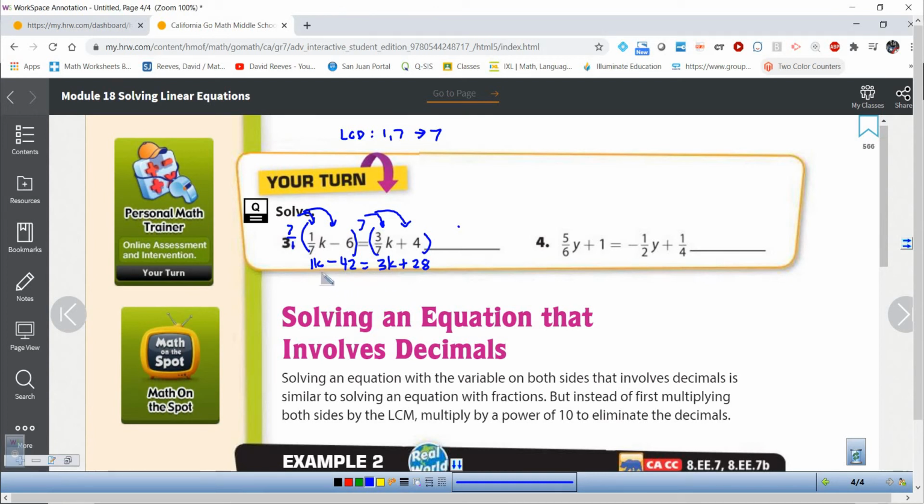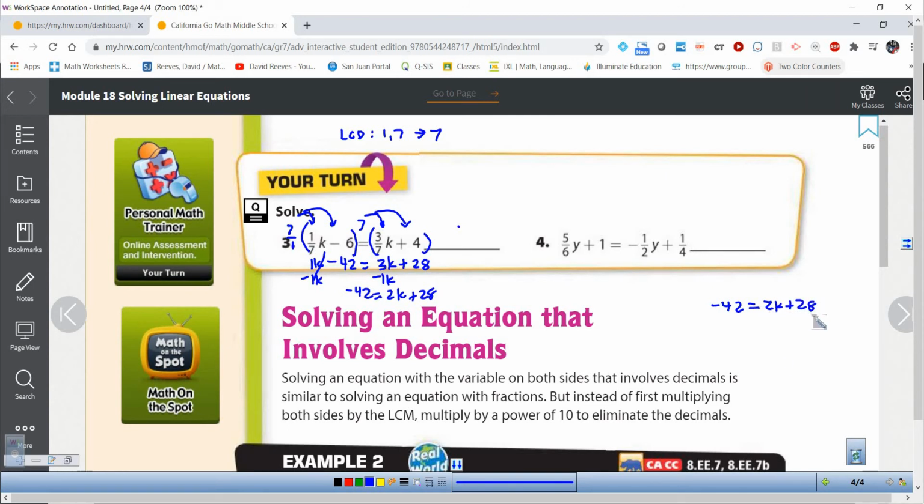Now it's got variables on both sides. I got 1k here and 3k here. Which is smaller? 1k is smaller, so I'm going to subtract 1k from each side. And what am I left with? Negative 42 equals 2k plus 28. All right, I'm going to have to rewrite it over here because I'm out of space. Negative 42 equals 2k plus 28.